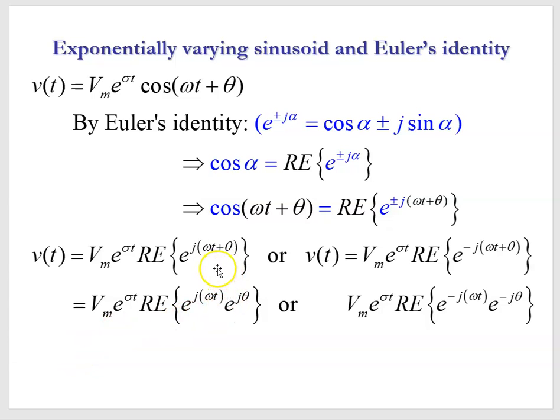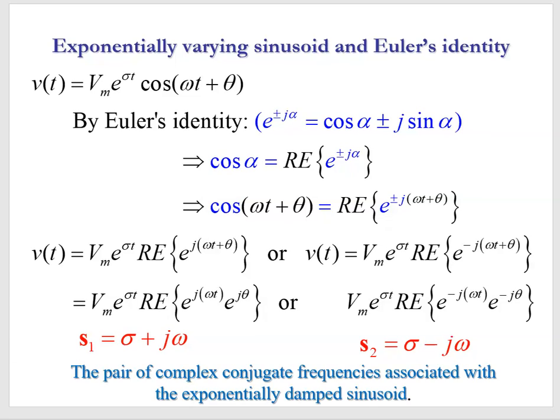Or we could take our exponential function, instead of writing j omega t plus theta, and write it as two separate functions. So we break out just the frequency in this exponent, and here we just have the j theta. So that's either of these two functions for s, s is equal to sigma plus j omega, or s is equal to sigma minus j omega. So this is the pair of complex conjugate frequencies associated with our exponentially damped functions.